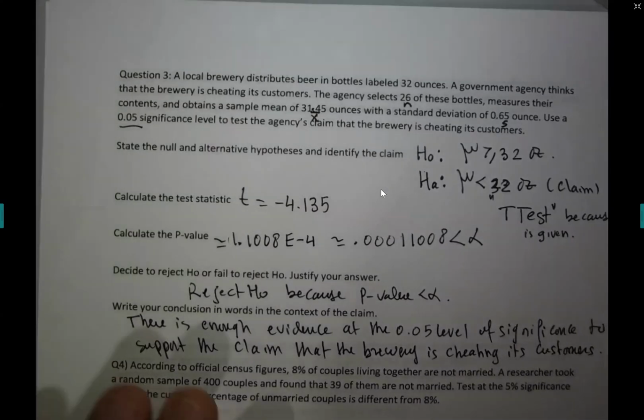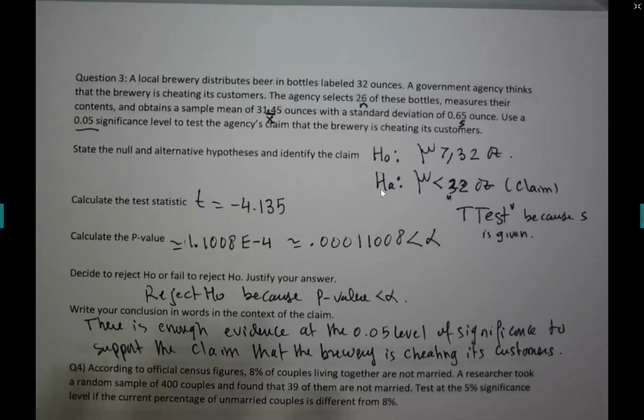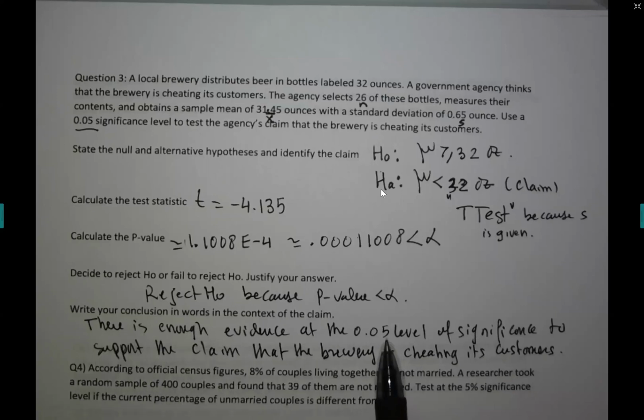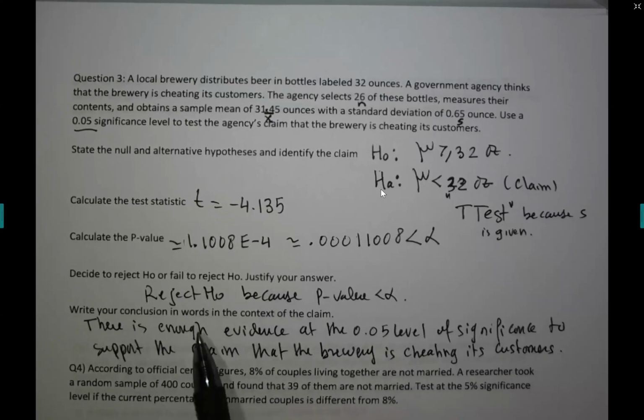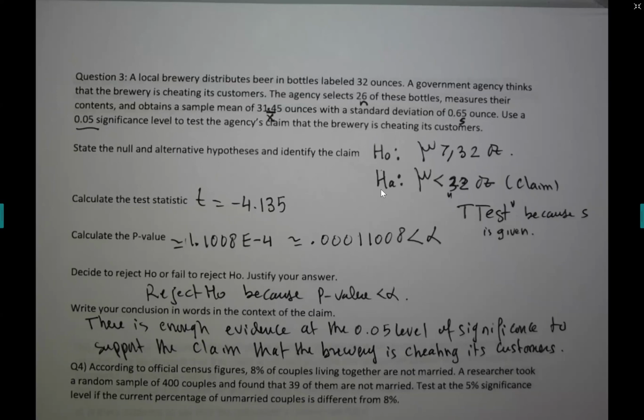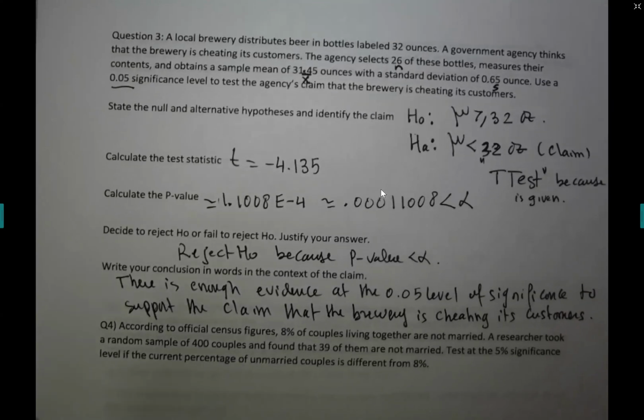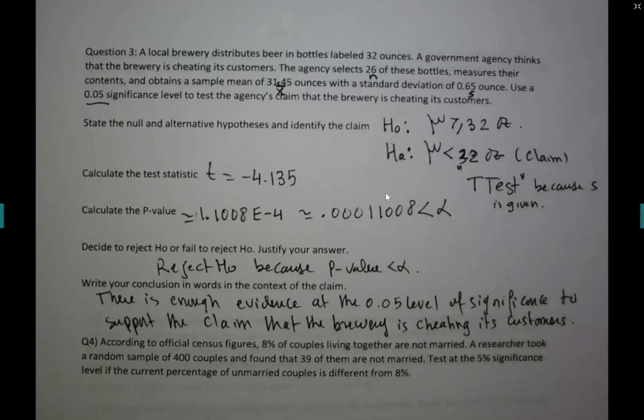This is a very serious conclusion, guys. The government agency has determined that the brewery is cheating, so there are consequences of this. And this is all done through hypothesis testing, guys. This is how they do it. They hire people who know statistics and they do the math in the background, and then they give the results. All the agency needs to know at the very end is, is the brewery cheating or not? Well, when they say there is enough evidence that they're doing so, that's it. There are consequences, and that's one. So I hope that you guys can relate hypothesis testing to real life situations here. This is one of the problems.